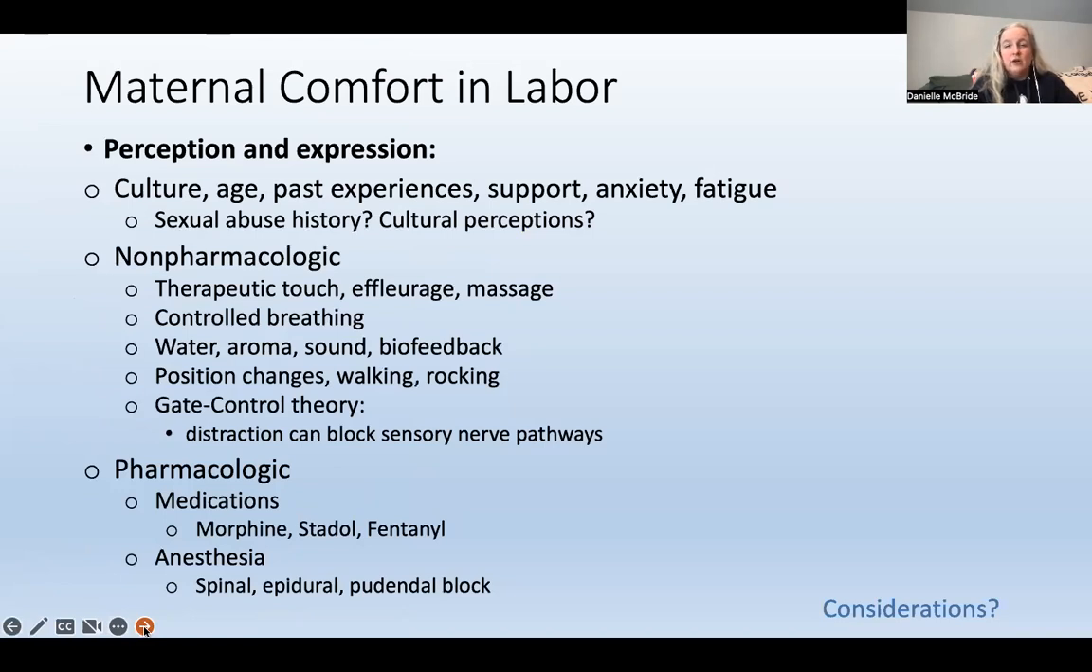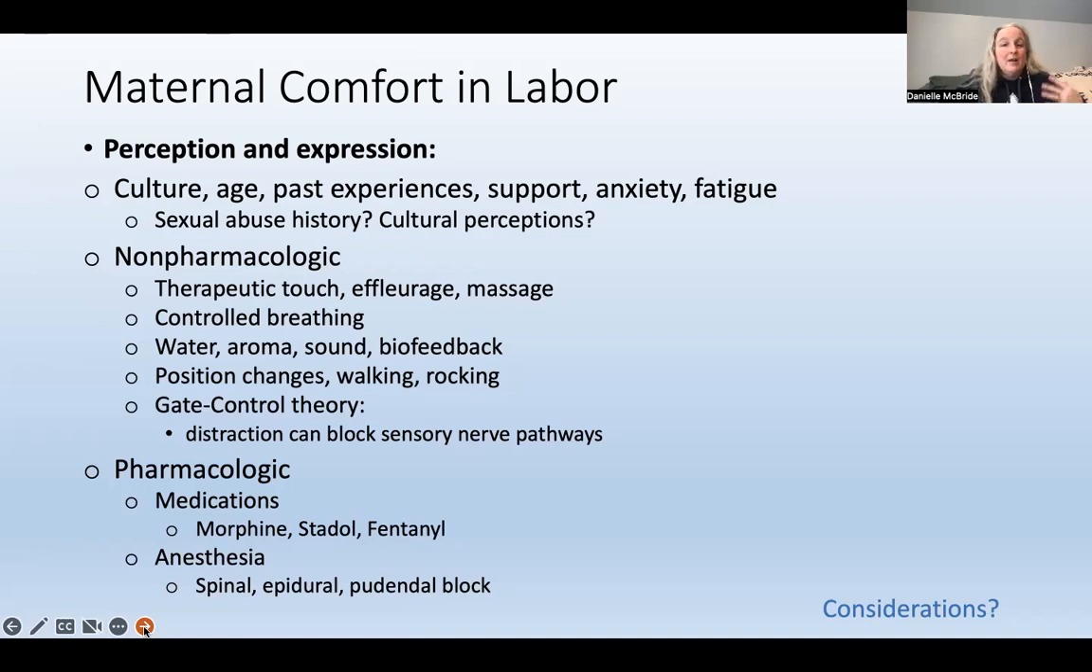let's talk about maternal comfort. So during labor, when we think about how we are managing her pain. Okay, so perception is a big part of this, and how a woman perceives the way her pain is.